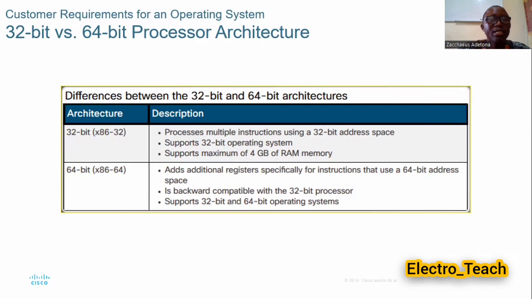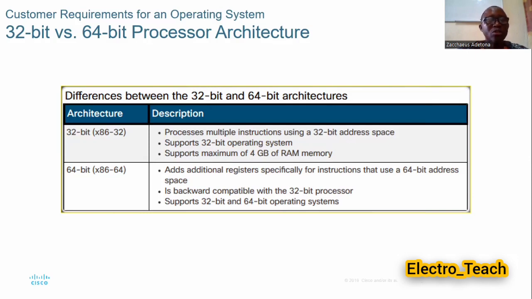For 32-bit architecture, called x86-32, they process multiple instructions using a 32-bit address space. They support 32-bit operating systems and a maximum of 4 gig RAM. So when you are using a 32-bit system, the maximum RAM that can be installed is 4 gig. For 64-bit architecture, called x86-64, they have additional registers specifically for instructions, and that uses a 64-bit address space.